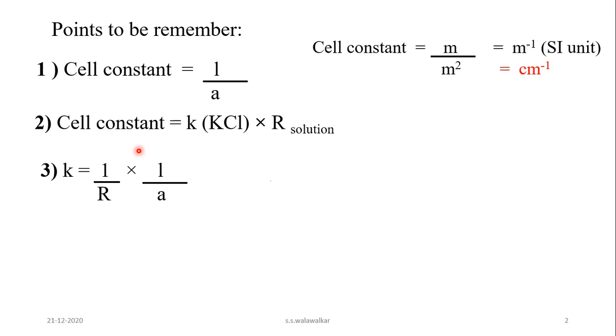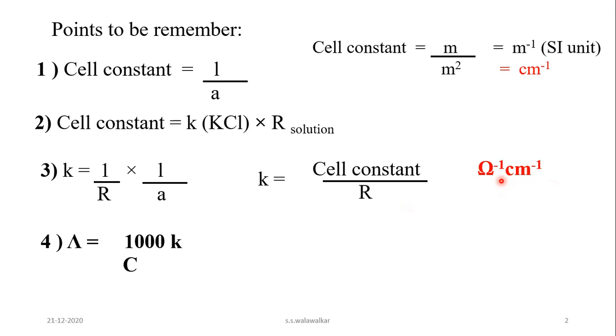And the third important formula: conductivity is equal to cell constant divided by resistance of the solution, and its unit is ohm inverse centimeter inverse. And if you know the conductivity, then from that you can calculate the molar conductivity of the solution, which is equal to 1000 into kappa divided by C, and its unit is ohm inverse centimeter square mole inverse. So let us see one simple problem based on this.